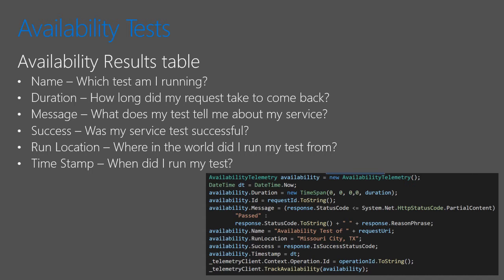Success, think of it like a Boolean. Hey, did my test, was it successful or not? So pass in the true or false for that. For timestamp, just collect when you ran the test, so that when you do have to troubleshoot or build some sort of reporting, you know, okay, this is when the availability test ran.